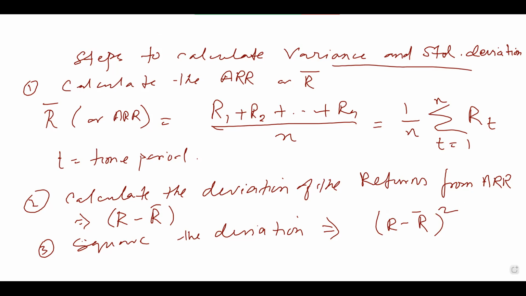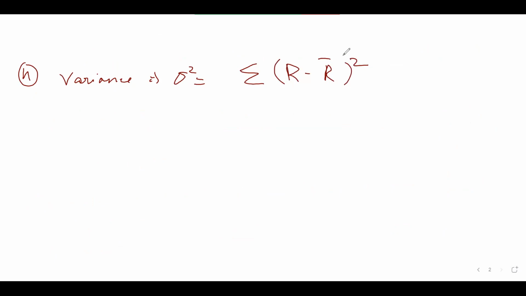So now the fourth step is your variance, which is given as sigma square. It is given as the summation of the squared deviation, R minus your average rate of return, squared. You have taken the deviation, whole divided by n minus 1.